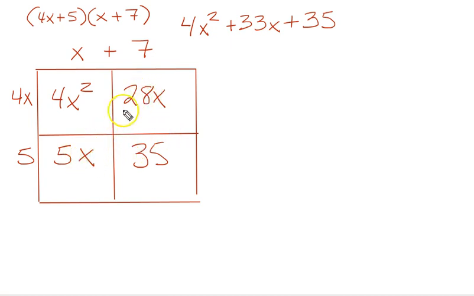Well, these two terms are like terms. So we're going to go 4x squared, which is what we have here. We're going to add these two like terms together. This gives us a positive 33x. And since we're introducing a new term, we have to use the plus sign to separate terms. And then this is our last term all by itself. So we now have a trinomial that was the product of multiplying these two binomial factors.